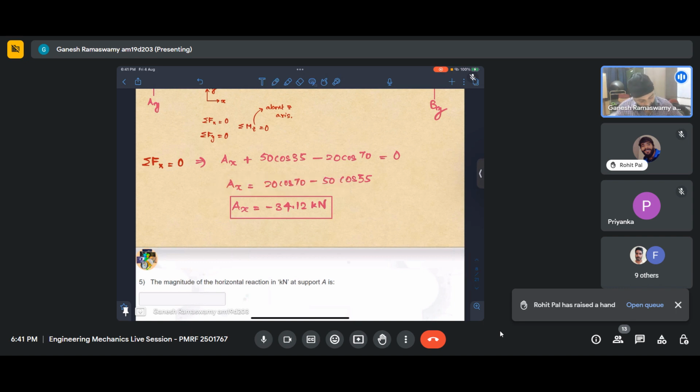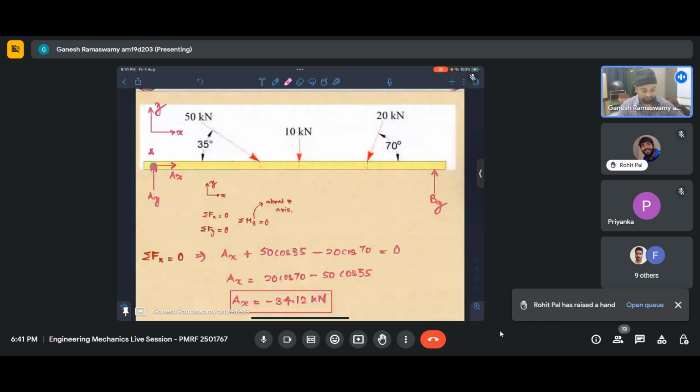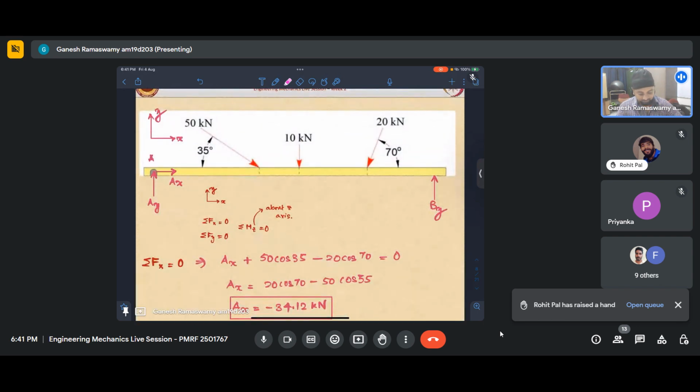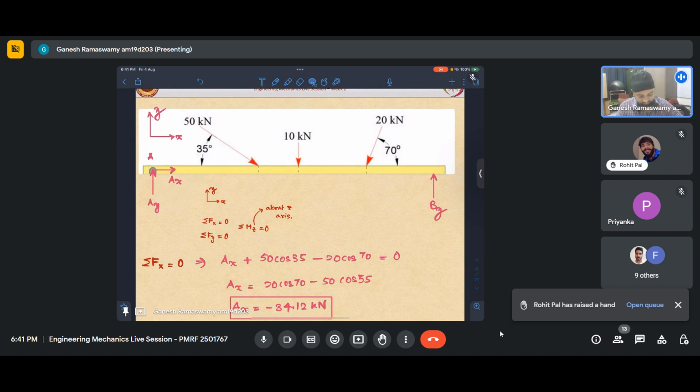Okay, so now we notice that we have got AX as negative. What does that imply? That implies that our assumed direction needs to be flipped. So essentially, AX would be acting in the opposite direction, in the direction of minus X. That is what it means.